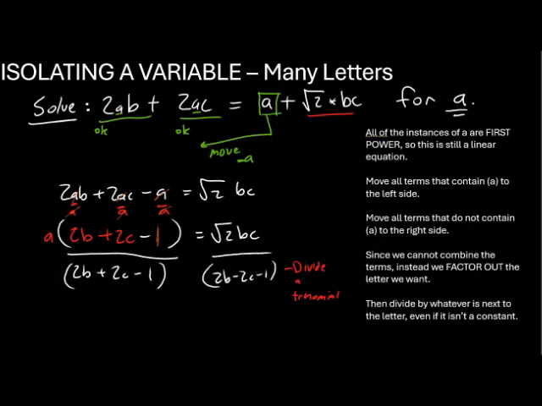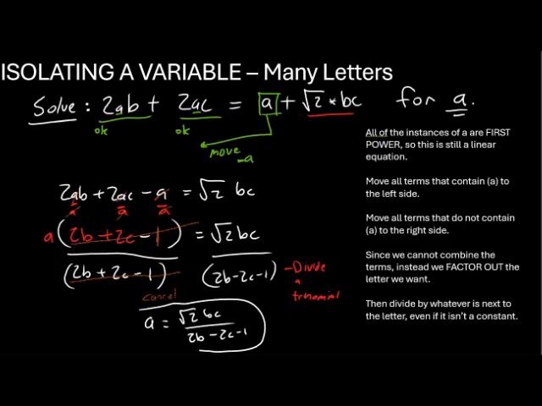The trinomials on the left will cancel out. On the right, they will not cancel out. In the end, we will have a equals square root 2 bc divided by 2b plus 2c minus 1. It's not a very pretty solution, but it's a perfectly acceptable one.